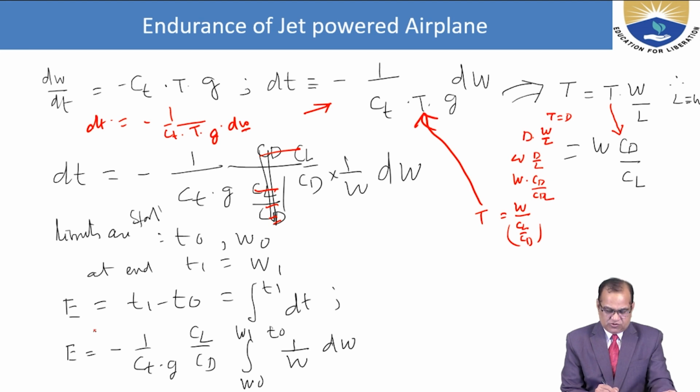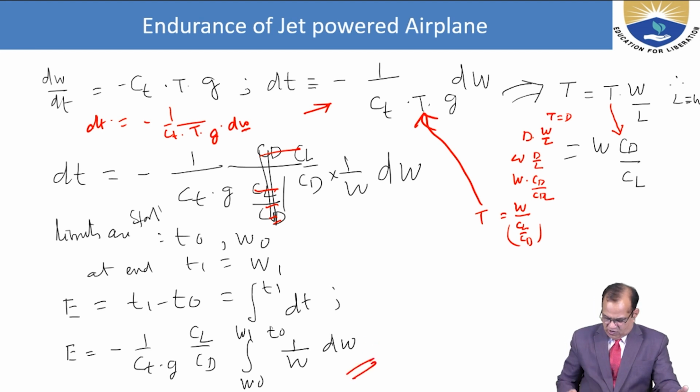So endurance is equal to the difference in time, T1 minus T0, which is the integration of dt from T0 to T1. We can write this as the endurance on the left side. So the endurance E is equal to minus 1 by Ct into g, CL by CD, integral from W0 to W1 of 1 by W into dW.